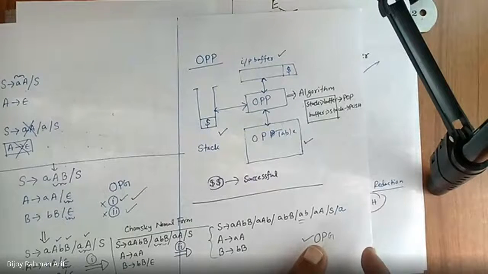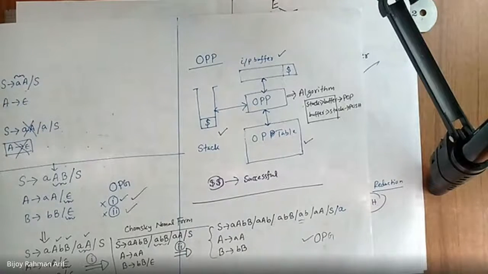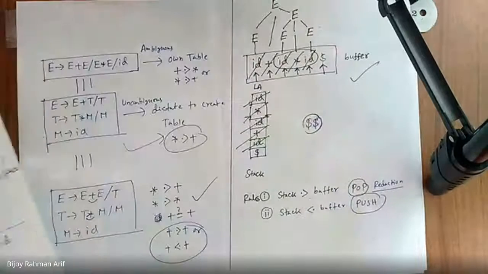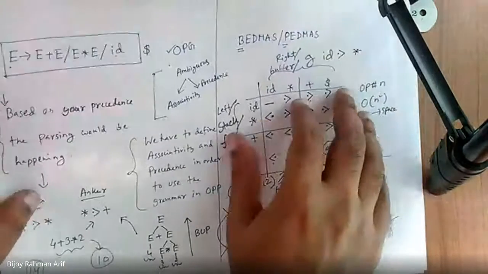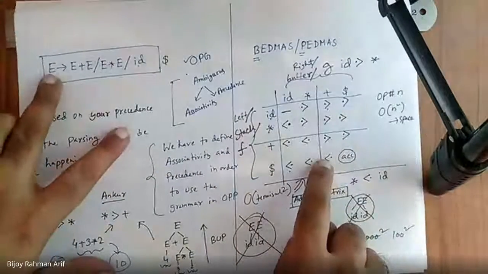If they are the same, then there is a problem. That means if in your operator precedence table you have the same precedence. So we have derived this using this table, right? Using this table, right?